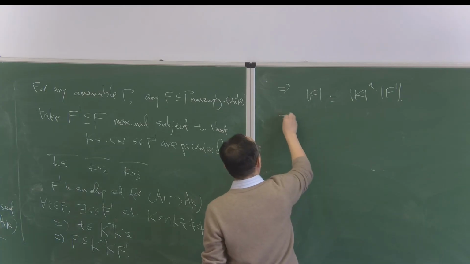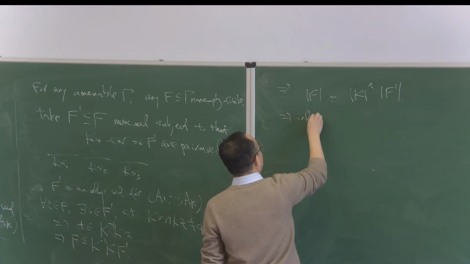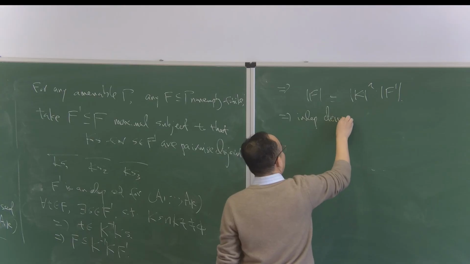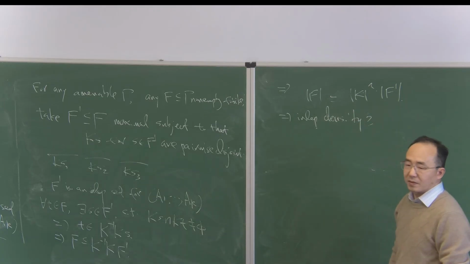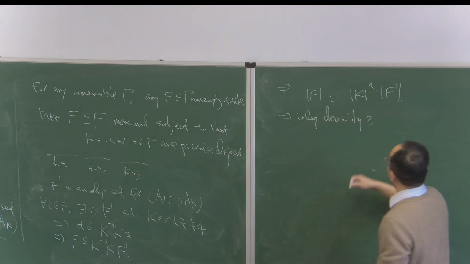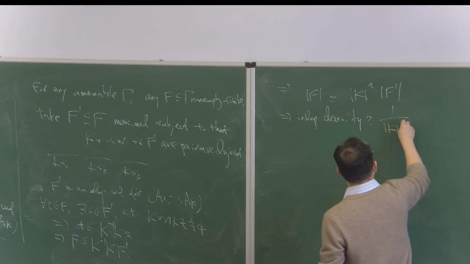Then we get that the independence density, at least the size of f prime divided by f, you take the infimum there, this will be at least 1 over the size of k squared.